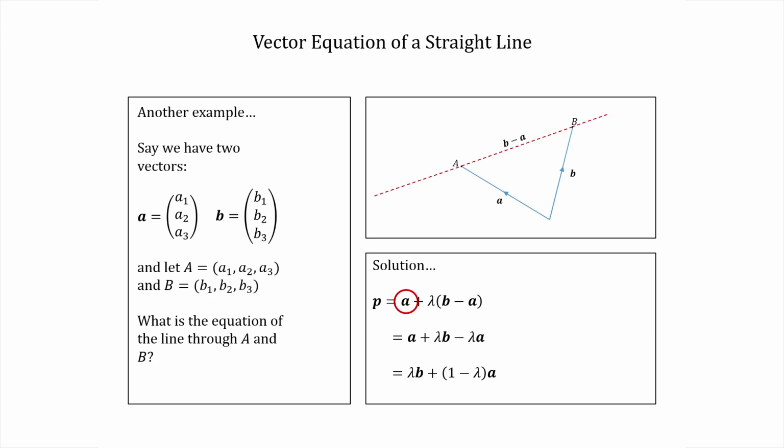So what if we took b instead? Let's try it. Let's take the equation q equals b plus lambda (b minus a), which equals b plus lambda b minus lambda a, which is (1 plus lambda) b minus lambda a. Though these two equations are slightly different, they actually specify the same line. You should convince yourself of this by plugging various different values for lambda into the two equations and seeing what vectors you obtain.